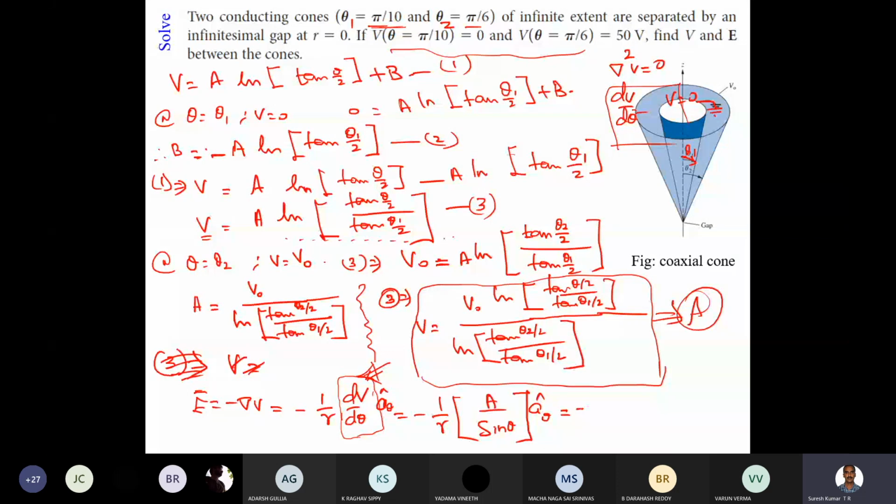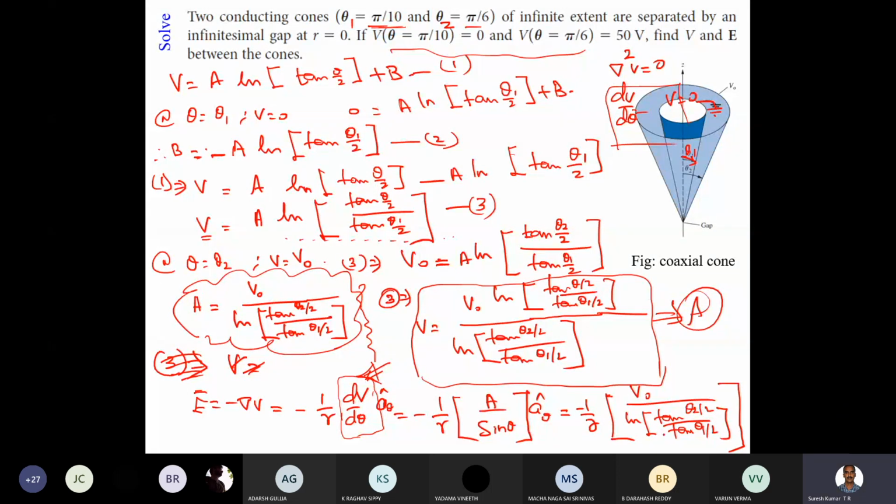Now let's keep 1 by r. And what is A? We only need to substitute A. If you substitute A, it will be V naught over ln of tan theta 2 by 2 over tan theta 1 over 2. I think I missed the sin theta term, so it is multiplied with sin theta. There is no space, so I will just put it here. So sin theta is multiplied with this term. That's all, we got the equation for the electric field.